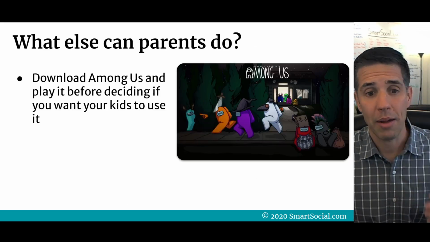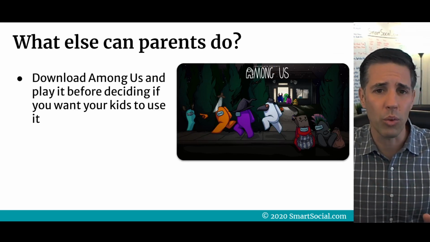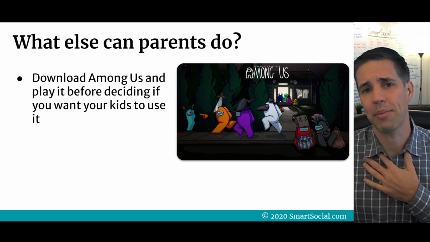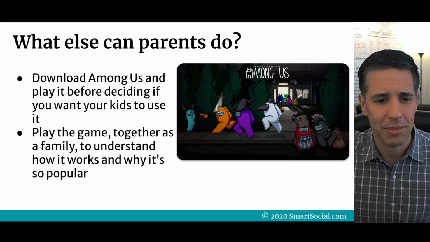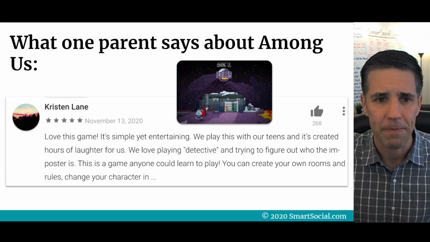Now, what else can you do? Download the app and play it before deciding if you want your kids to use it. This is always the rule, and you'll hear this from Smart Social every single time: be on every app your kids are on. Next, play the game together as a family to understand how it works and why it's so popular.